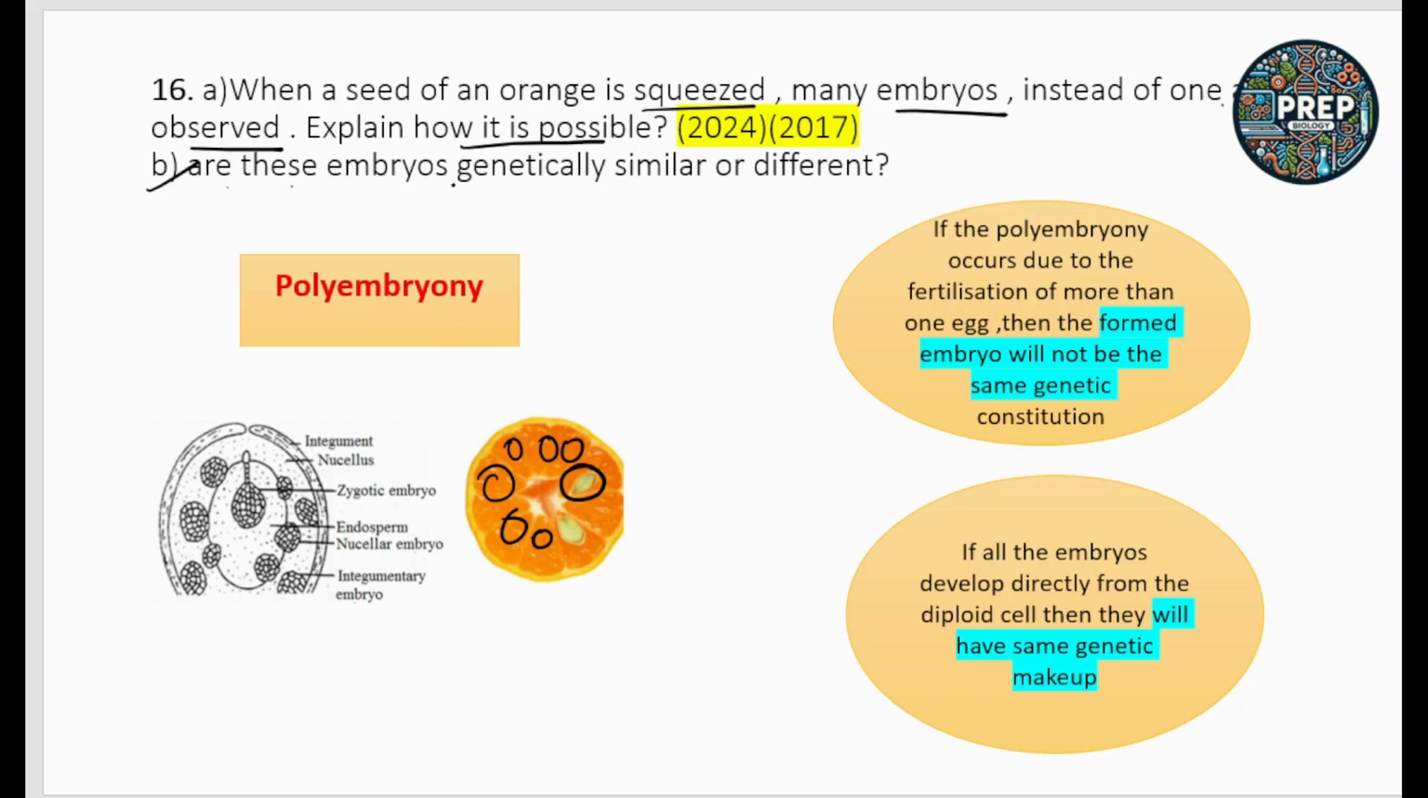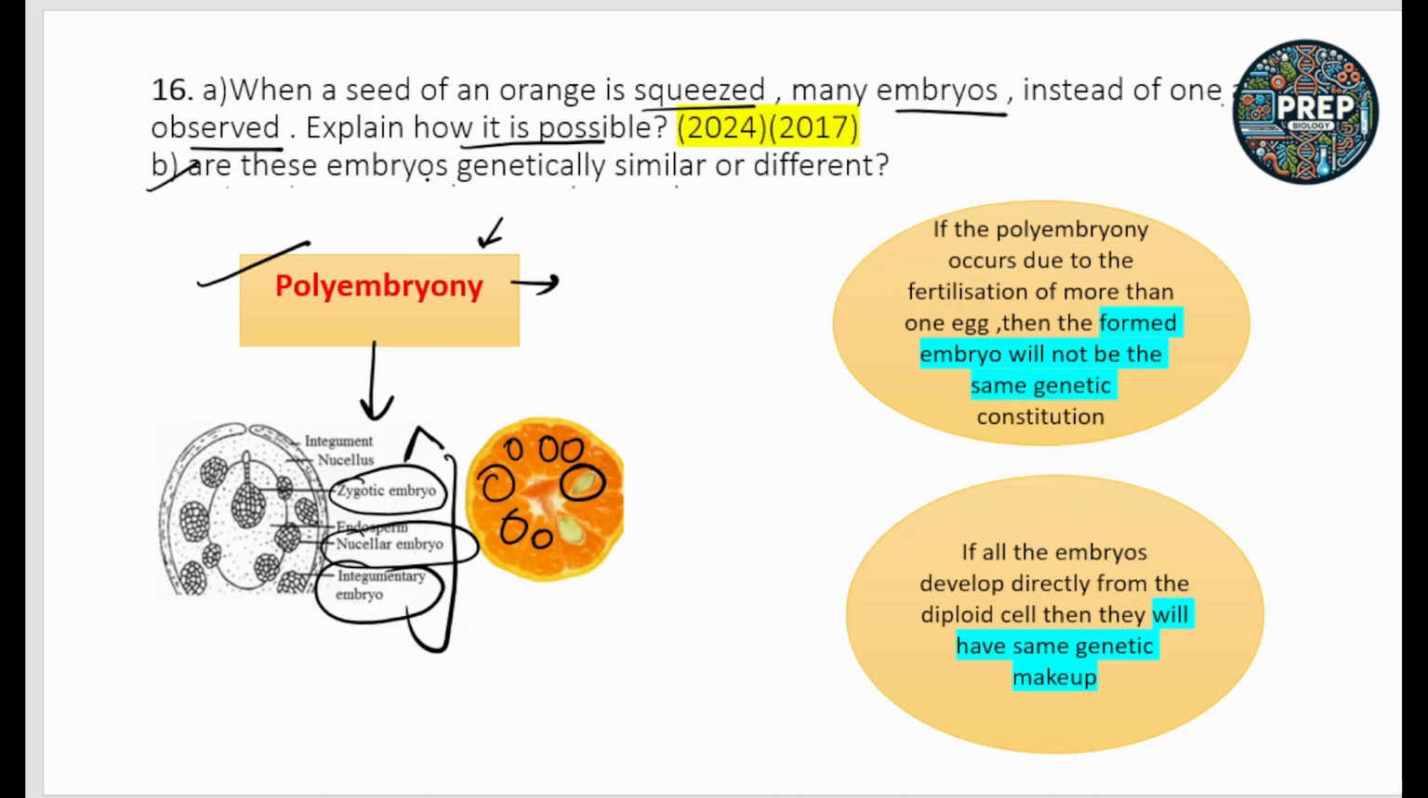Part B is, are these embryos genetically similar or different? So if we see polyembryony, this is because in the orange polyembryony takes place, and more than one embryo is seen. The first is the zygotic embryo, second is the nucellar embryo, and the integumentary embryo. So due to the presence of polyembryony in the orange, many embryos are seen in the structure.